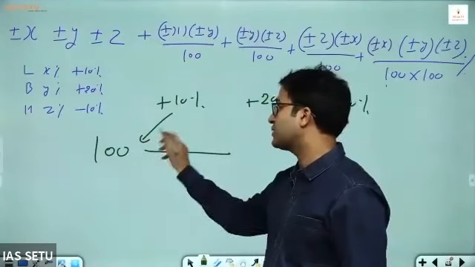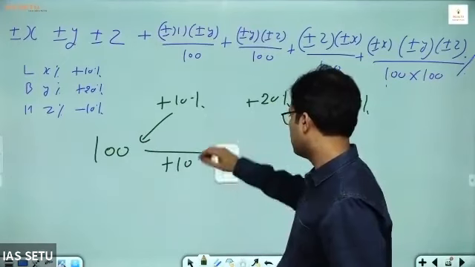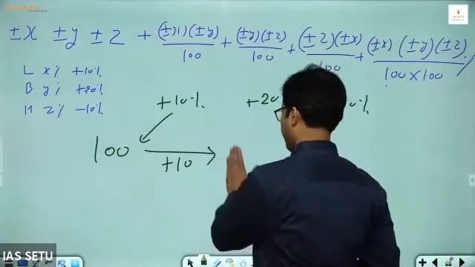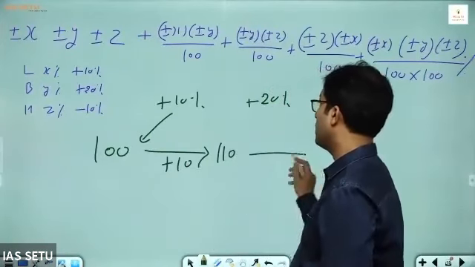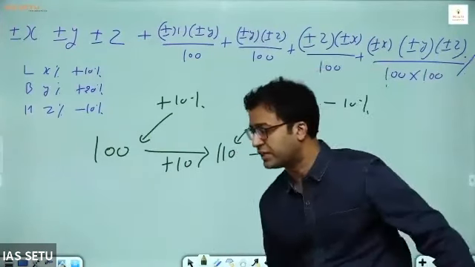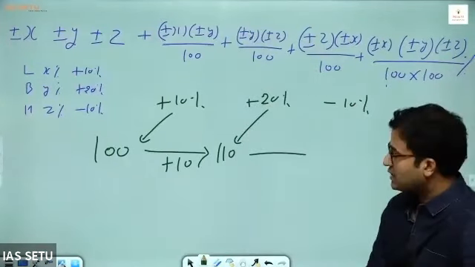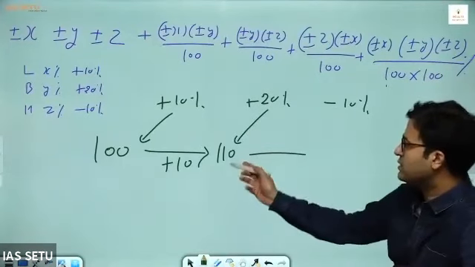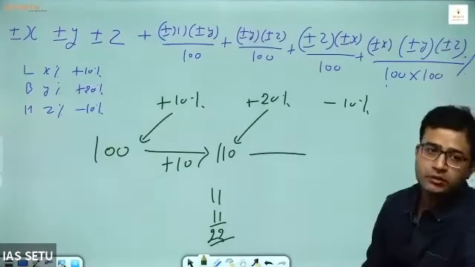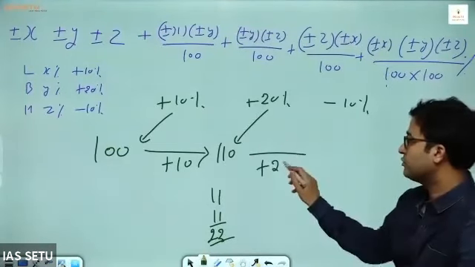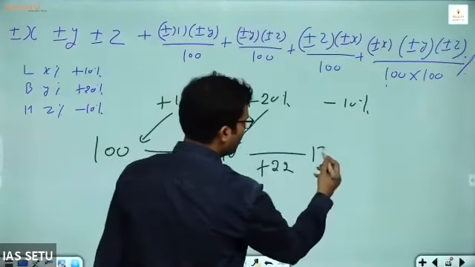So 10% increase means plus 10. So this value becomes 110. Then 20% increase on this 110. Kajal, with practice, it's simple, you have to find 20%: 10% is 11, 10% is 11, so 22. What is 20% of 110? It is 22 and it is a positive value, plus 22. So 110 plus 22 becomes 132.